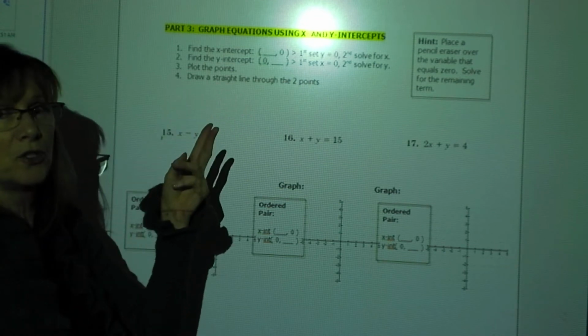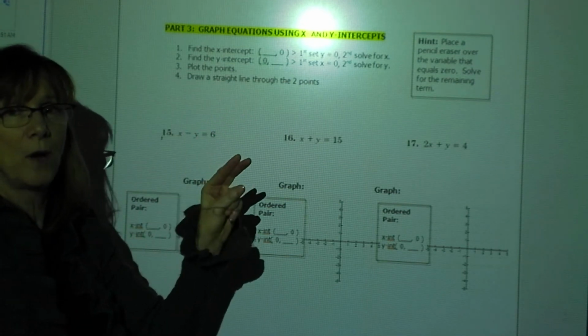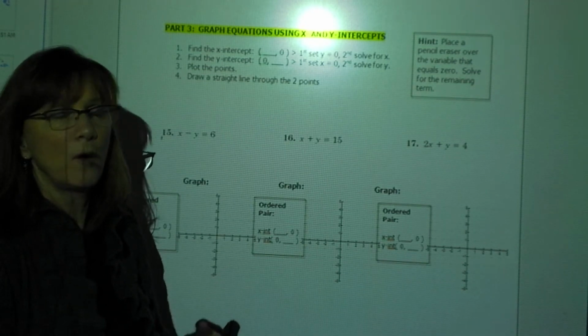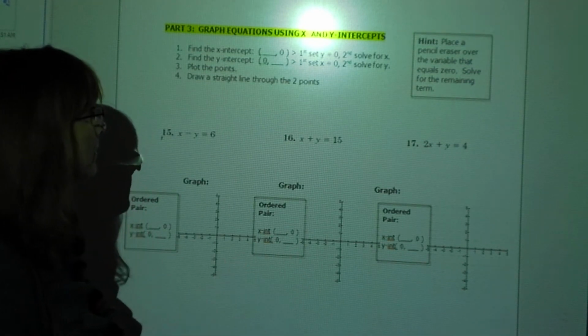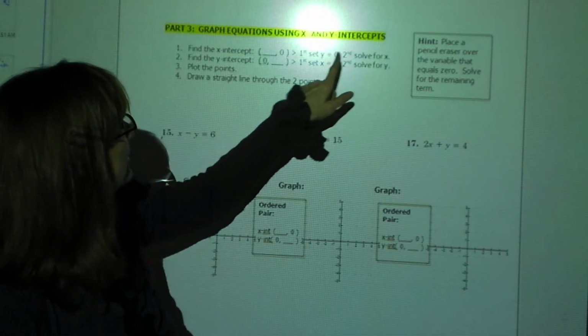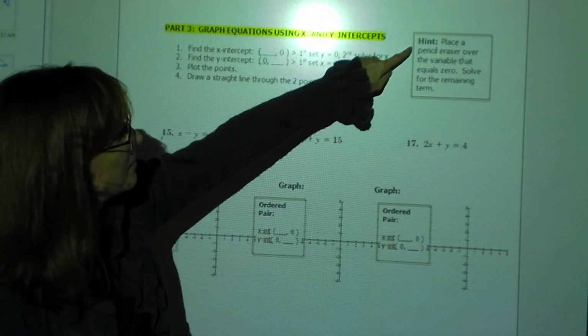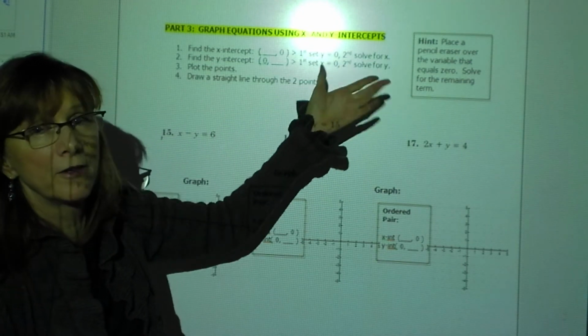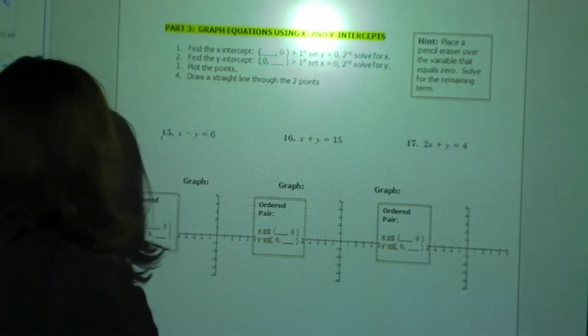Then we're going to plot those 2 points. You'll have your x-intercept and your y-intercept. You'll plot those 2 points, draw a line through those 2 points, and then you'll have your graph. Okay? So now I showed a little hint. When I said to let one equal 0, it says place a pencil eraser over the variable that equals 0, and you solve for the remaining item, or the remaining term.